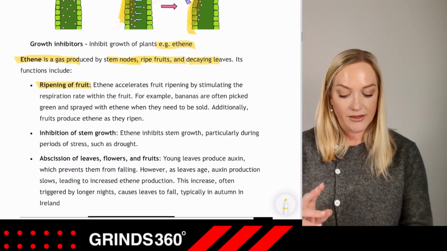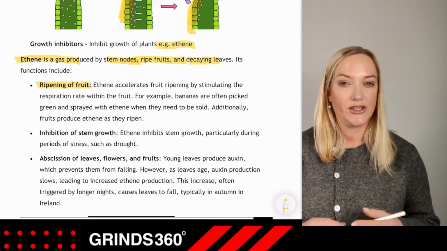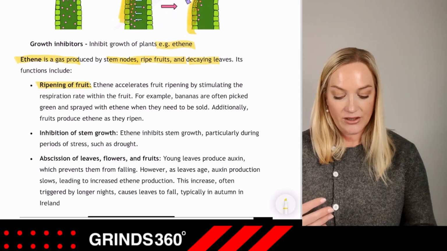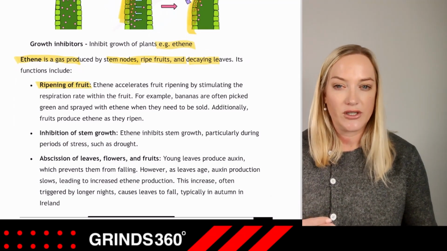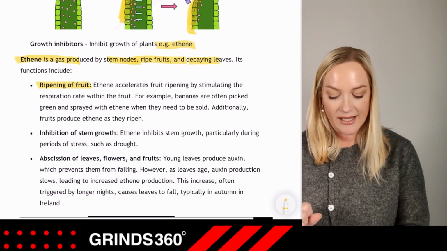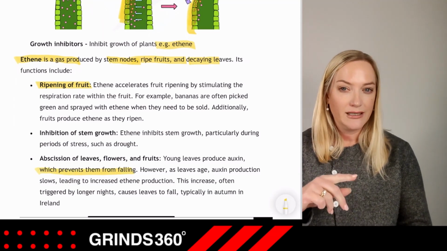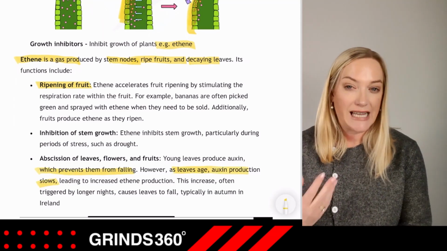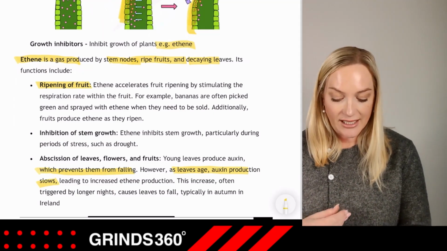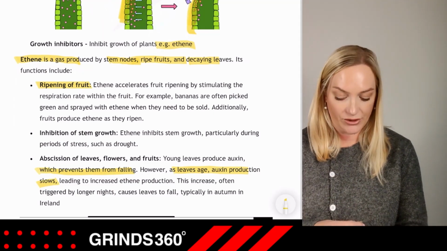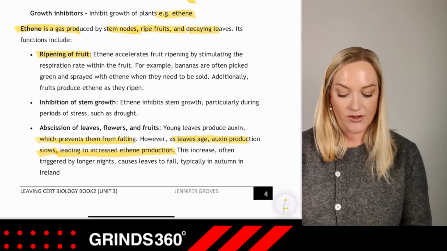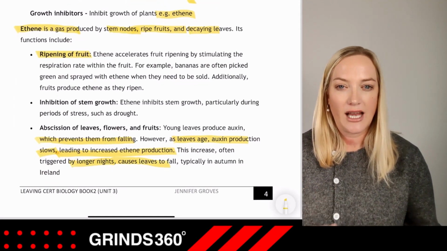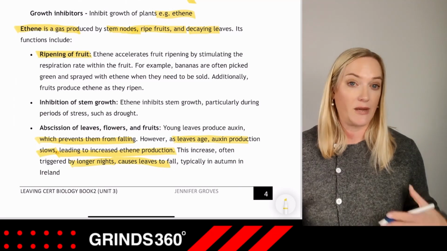Inhibition of stem growth: ethene inhibits stem growth, particularly during periods of stress, such as drought. Young leaves can also produce auxin, and auxin prevents leaves from falling. However, as the leaf ages, auxin production slows down, and this can lead to ethene production. This is often triggered by longer nights, and your leaves are going to fall, which is what's happening in autumn and right now.